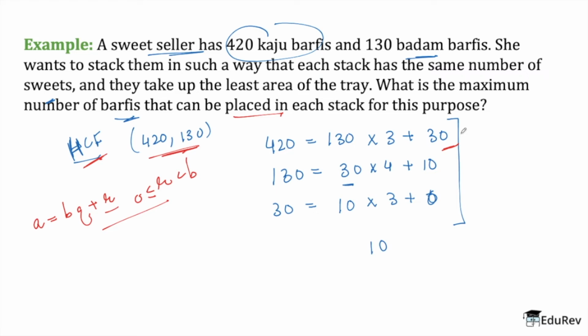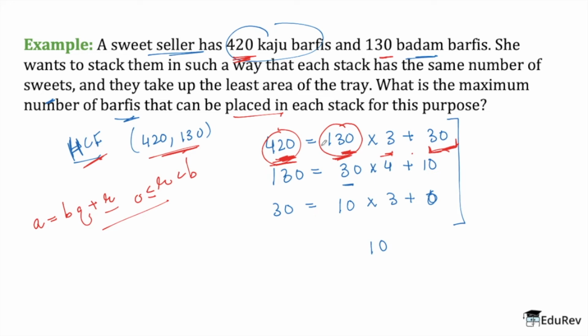Euclid's division lemma. Now when I see 420 and 130, I can immediately say that 420 kaju barfis means 130 badam barfis into 3 plus 30, correct? So this is your badam barfis and this is your kaju barfis. So kaju barfis is nothing but 130 into 3 plus 30, which gives the total amount of kaju barfis. This means that when I accommodate 420 and 130, there is still a remainder of 30, right?